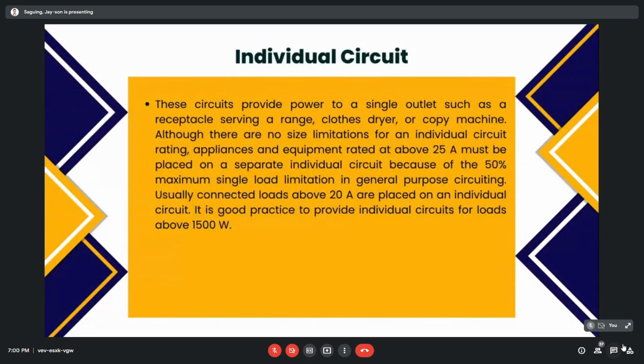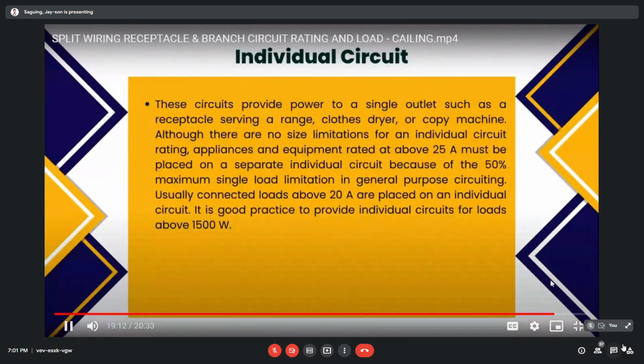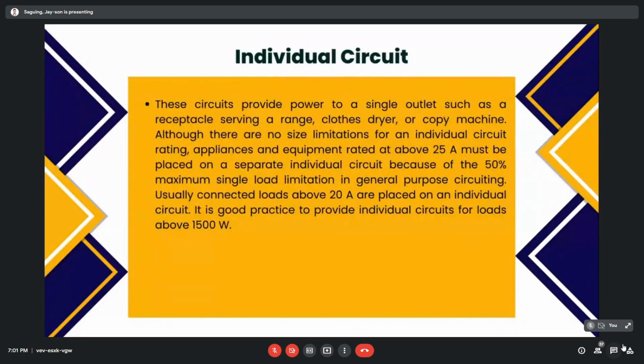Individual circuit. These circuits provide power to a single outlet, such as a receptacle serving a range, clothes dryer, or copy machine. Although there are no size limitations for an individual circuit rating, appliances and equipment rated above 25 amps must be placed on a separate individual circuit because of the 50% maximum single load limitation in general purpose circuiting. Usually, connected loads above 20 amps are placed on an individual circuit, so it is good practice to provide individual circuits for loads above 1500 watts.